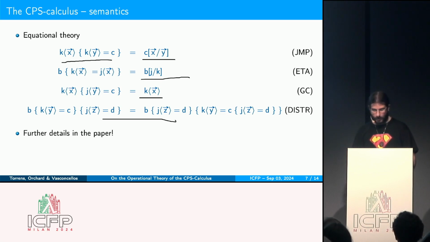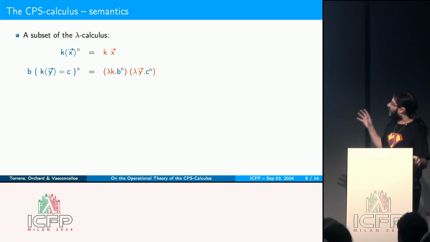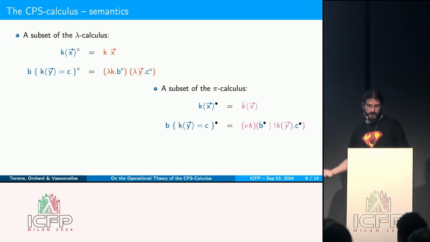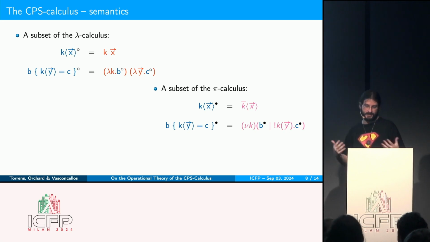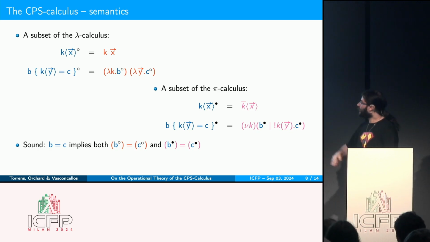This is just to illustrate the calculus and give its actual definition, and there are more details in the paper for those who are interested. The CPS calculus was based on the idea that it has the core constructs needed for CPS translations. So it is, in fact, just a subset of the lambda calculus, and since there are CPS translations to the pi calculus, it is a subset of the pi calculus as well. And these translations, of course, preserve equational meaning. So if two terms are equal in the lambda calculus, their translations will be sound, and then in the pi calculus as well.